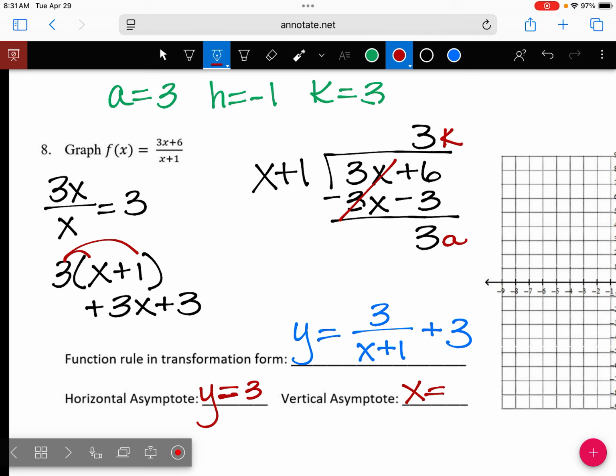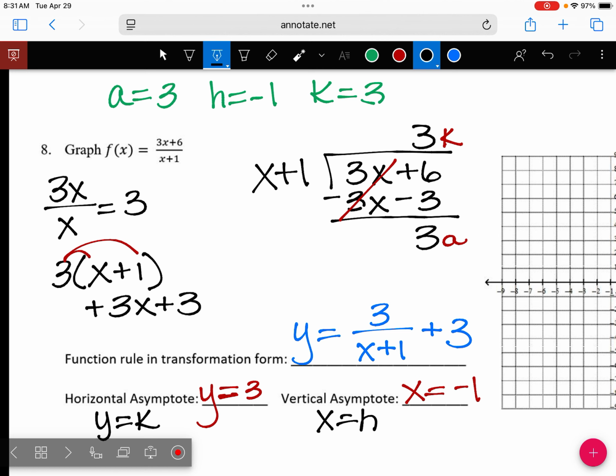So Sean, what's my vertical asymptote going to be? X equals what? Do I use A, H, or K? It'll be H. Negative 1. This is always X equals H. And this one is always Y equals K.